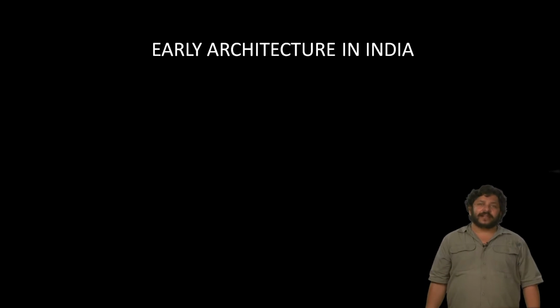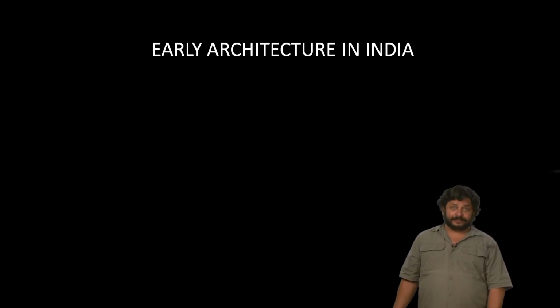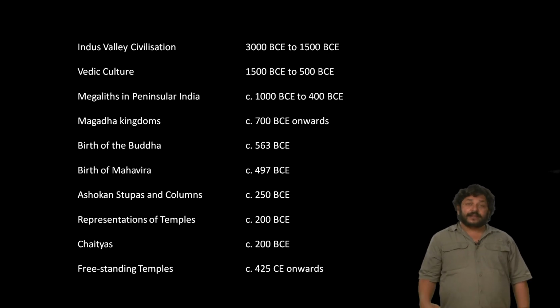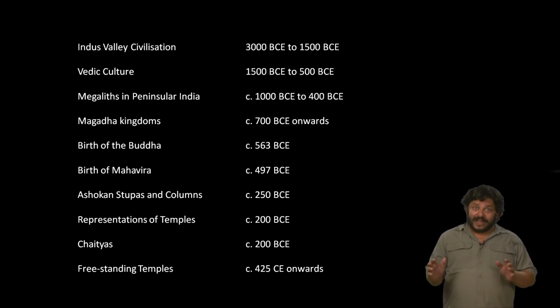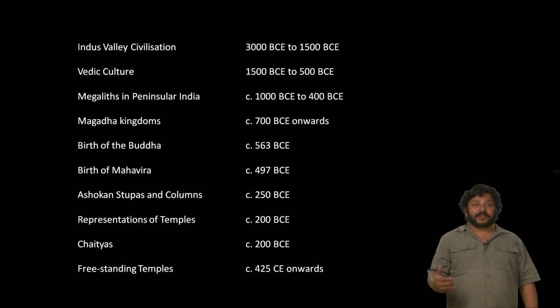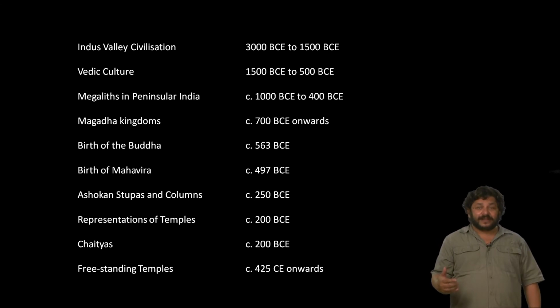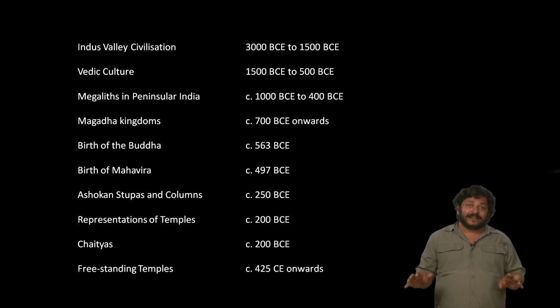Today, we will look at early architecture in India, starting with the Bronze Age, going right up to the decline of Buddhism in India. The Indus Valley Civilization, which is considered to be in the middle of the Bronze Age in the northwest corner of an undivided India, was followed by a Vedic culture because of people who moved in from the Caucasus Mountains in Europe. In South India, simultaneously, we have megaliths.